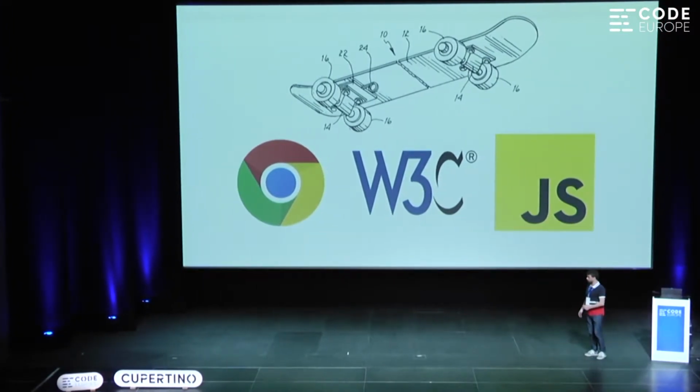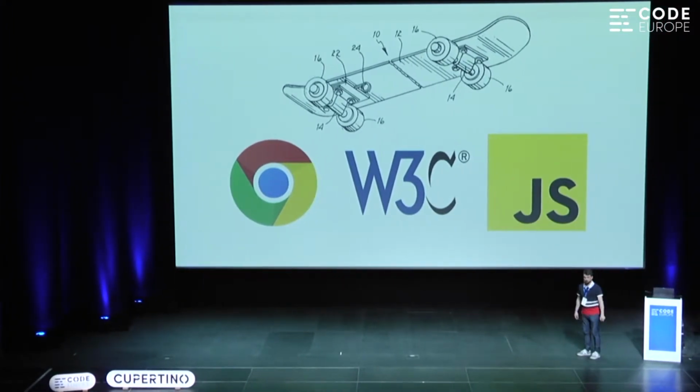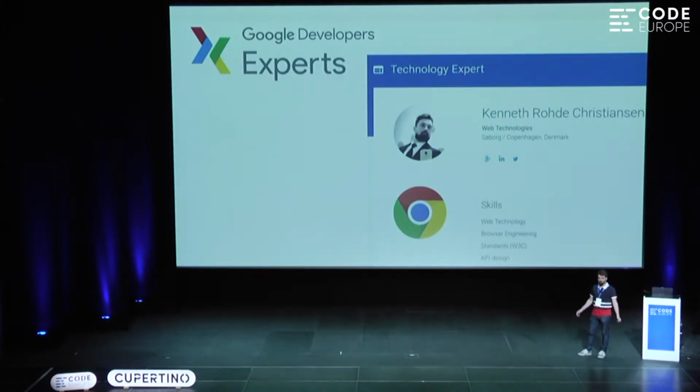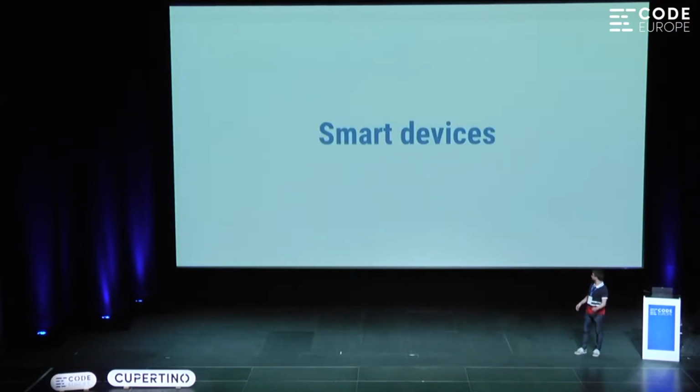So I work on Chrome. You notice the Chrome logo. I also work on standardization in the W3C, the World Wide Web Consortium. And we also work on, of course, JavaScript. I am also a Google Developer Expert in web technology, which is a super awesome program. If you're really involved with either Android or web technology, it's possible, if you do really well in the community, that you become a Google Developer Expert and get really good contact with all the Googlers.